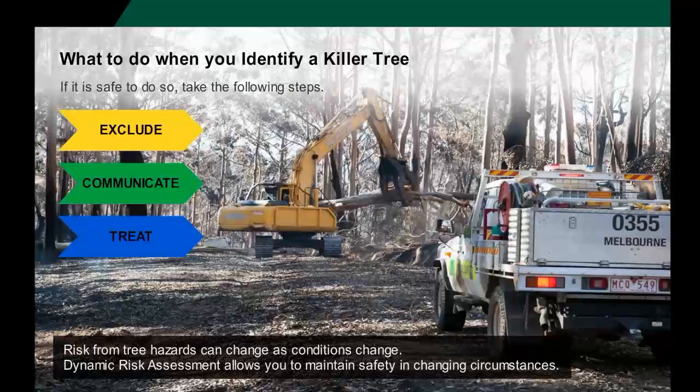Risk from tree hazards can change as conditions change. For example, wind and fire damage can turn previously safe trees into killer trees. Dynamic Risk Assessment, or DRA, is a continuous process that allows you to maintain safety in changing circumstances.